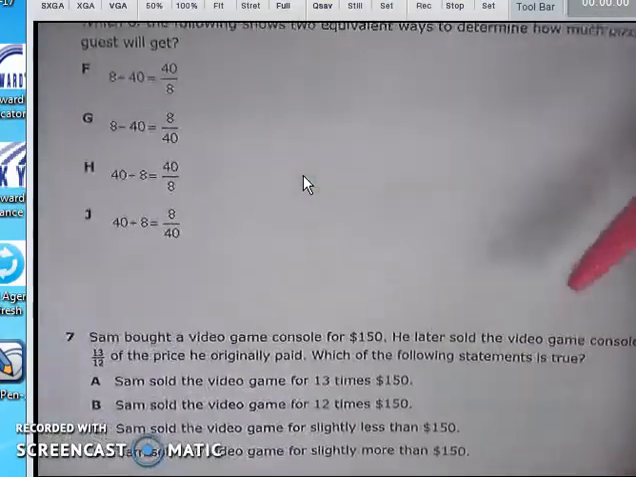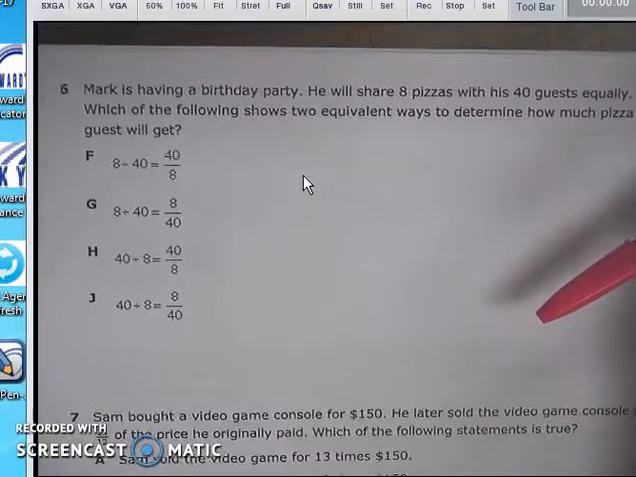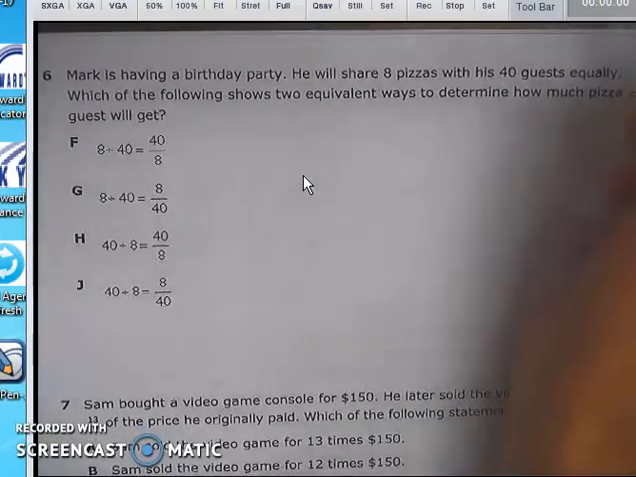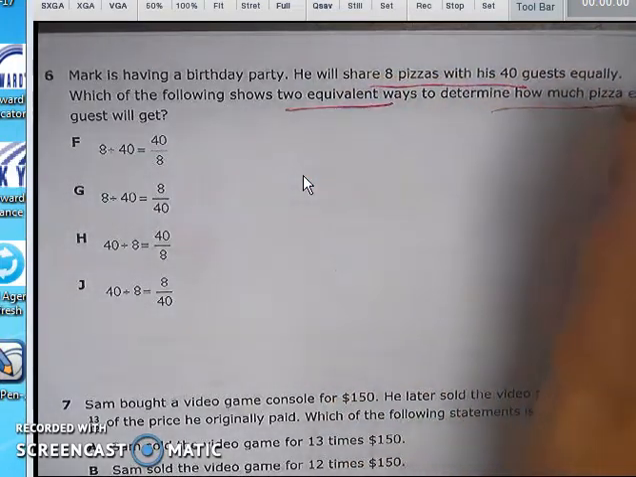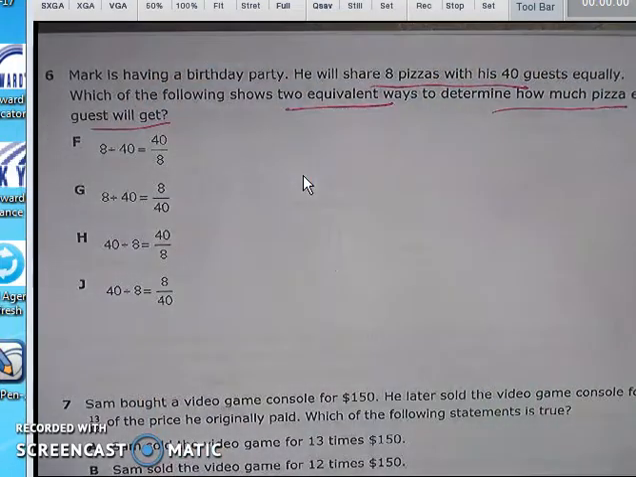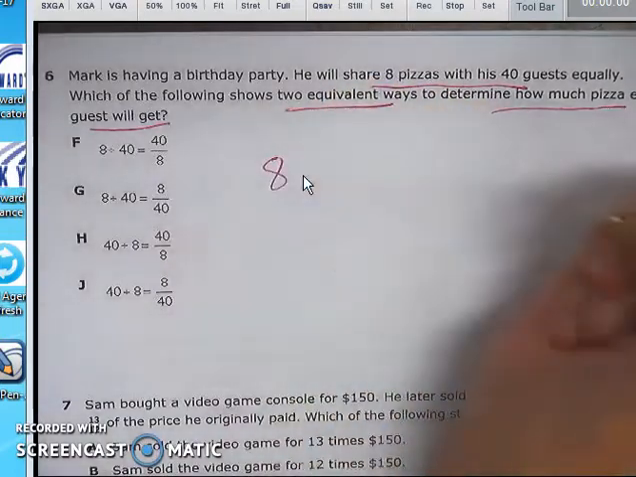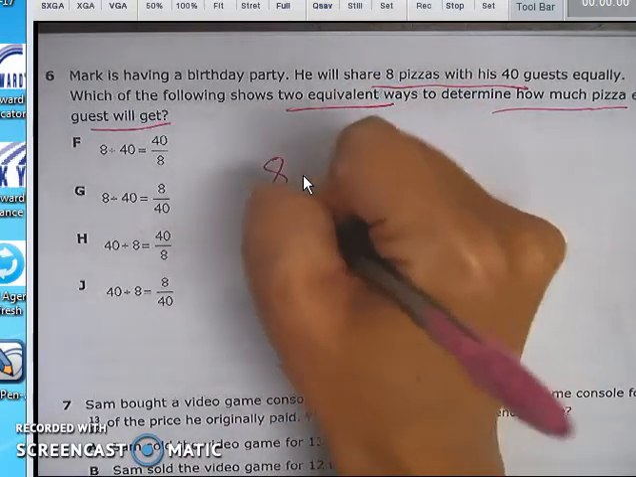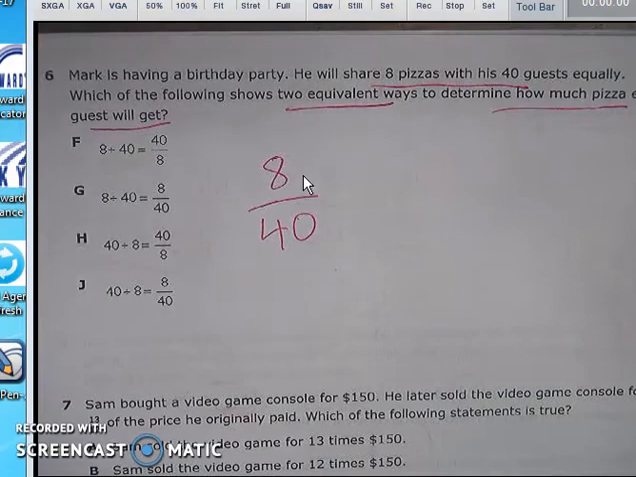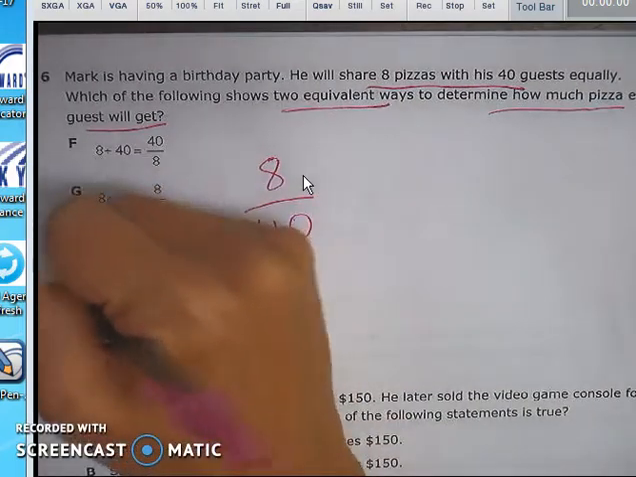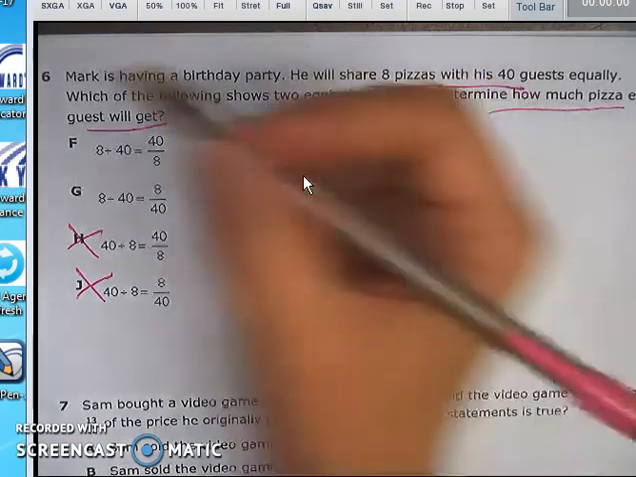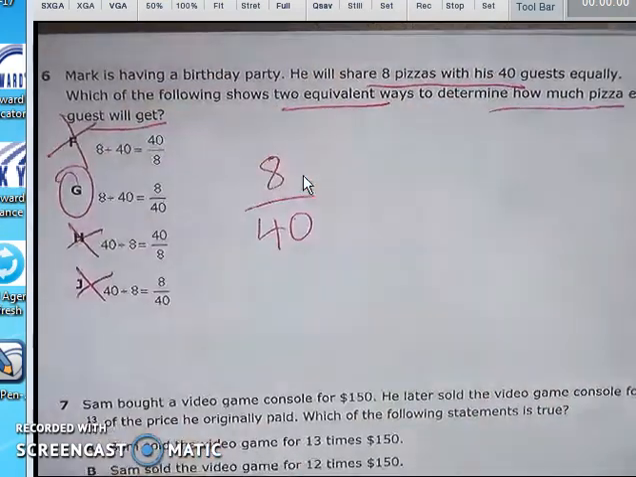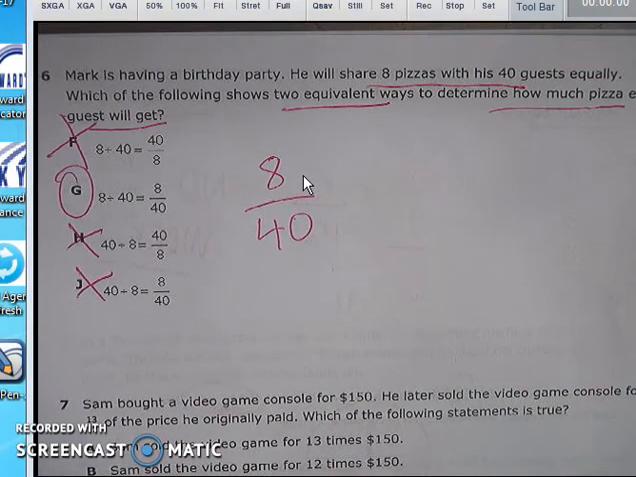Over here, Mark is having a birthday party. He will share 8 pizzas with his 40 guests equally. Which of the following shows 2 equivalent ways to determine how much pizza each guest will get? I have 8 pizzas, and I'm dividing it by 40 people. This right here, 40 divided by 8 is not the same as 8 divided by 40. Once again, no work was needed.